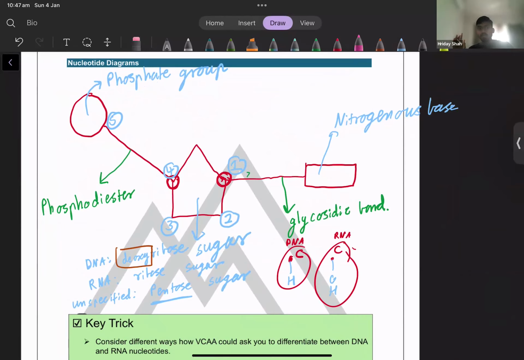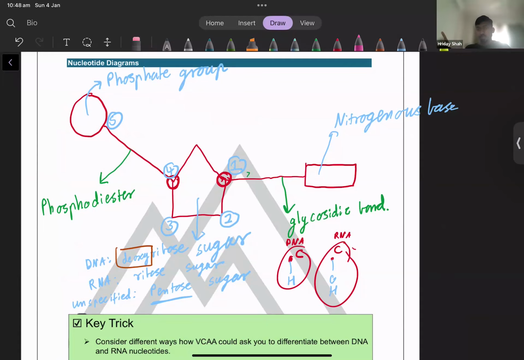Now, one thing you need to be very careful of when you've been asked to draw a nucleotide is to make sure that you fully understand which nucleotide you are drawing. They're not always going to tell you that I want you to draw a DNA nucleotide, I want you to draw an RNA nucleotide. They can be quite tricky here.